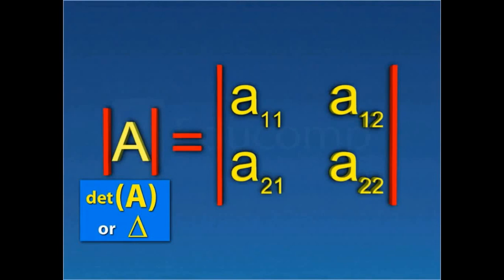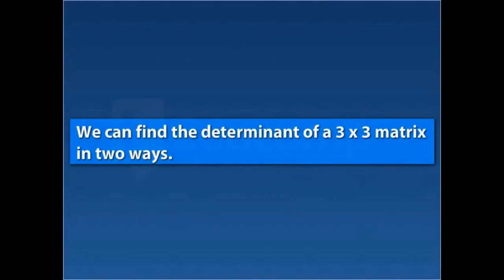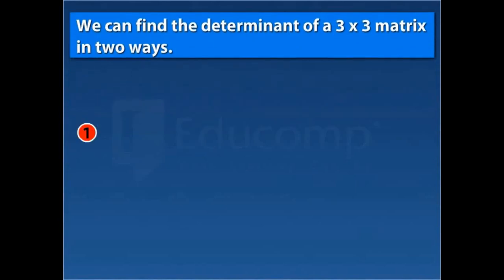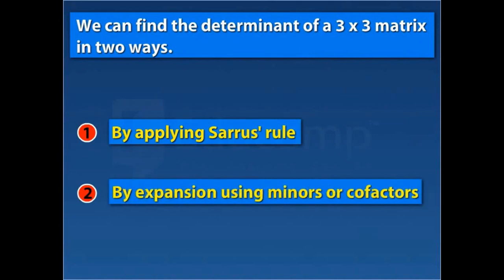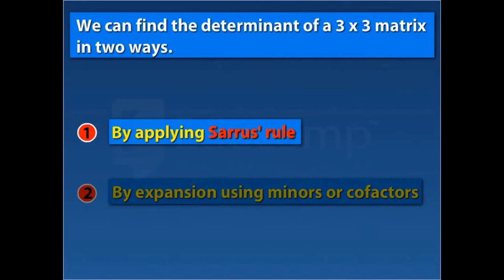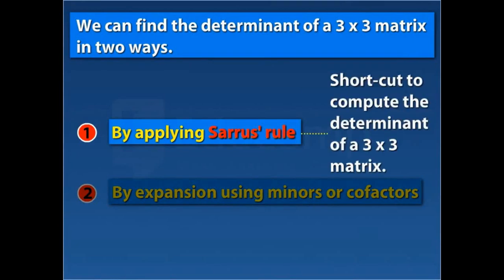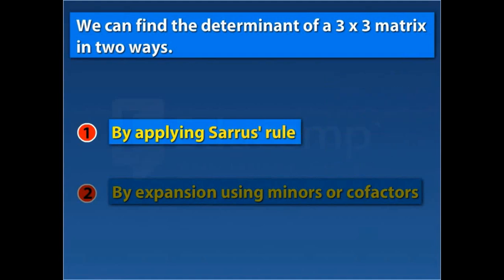Now let us learn to find the determinant of a 3 by 3 matrix. We can find the determinant of a 3 by 3 matrix in two ways. First, by applying S.R.P's rule. Second, by expansion using minors or cofactors. S.R.P's rule is a shortcut to compute the determinant of a 3 by 3 matrix. So, we'll center our attention on this method.